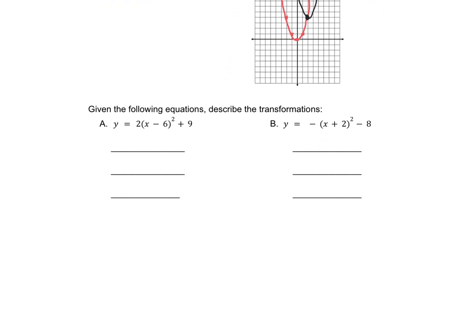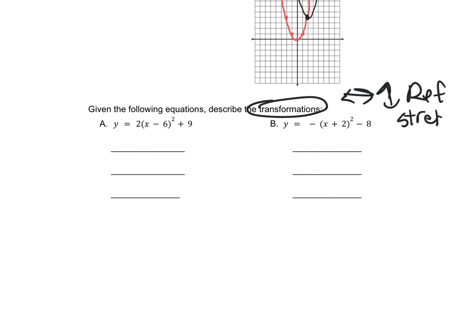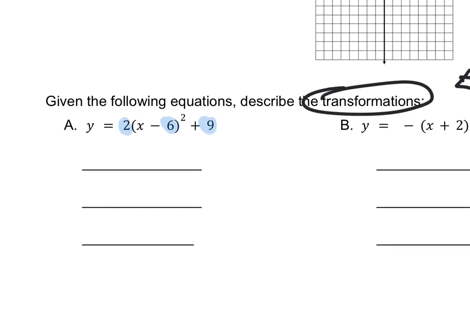Given the following equations, what are the transformations? Transformations would be left and right, up and down, reflected, stretched, that kind of thing. So if we have 3 things going on here, we've got a 2, a 6, and a 9. That 2 out in front, remember, the bigger that number is, the skinnier it's going to make it. So this is going to make it taller and skinnier.